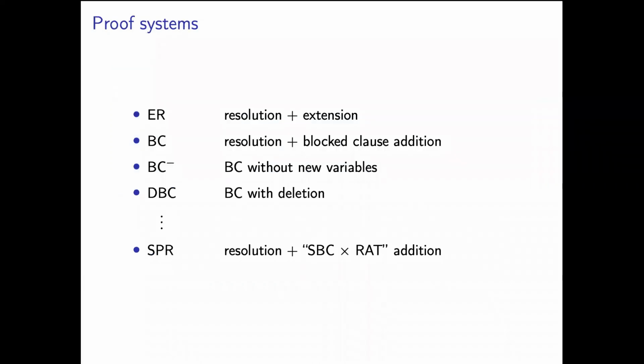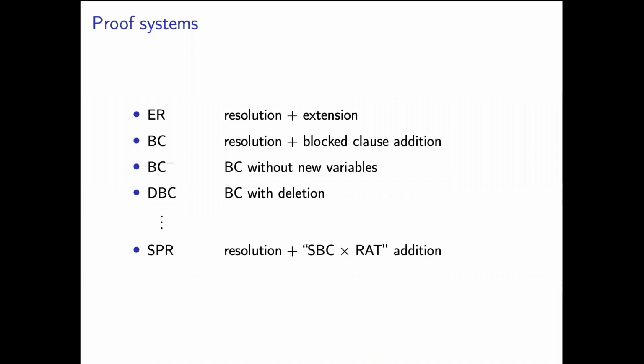And this is the notation that I have for the bunch of proof systems. ER is extended resolution, it's resolution plus the extension rule. BC is the blocked clauses proof system, it's resolution plus blocked clause addition. When I have a minus as a superscript, it's BC without new variables. So the new clauses that are derived cannot include any new variables. And DBC is BC with deletion, and you could just mix and match all of those.